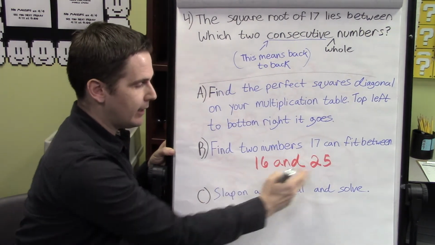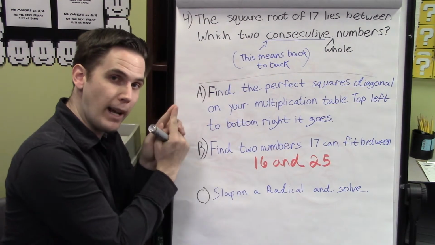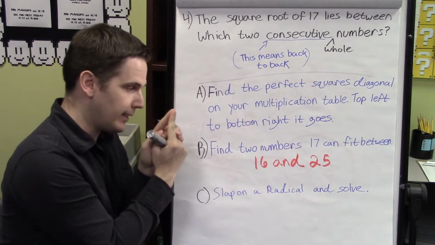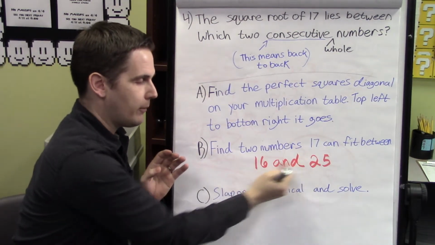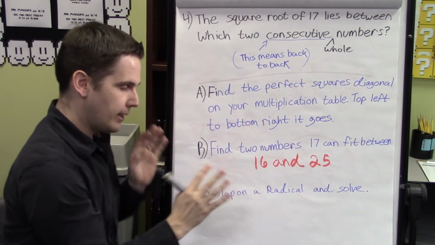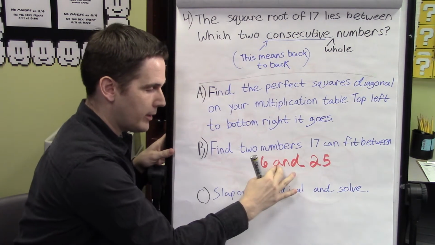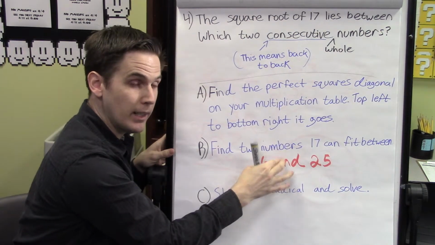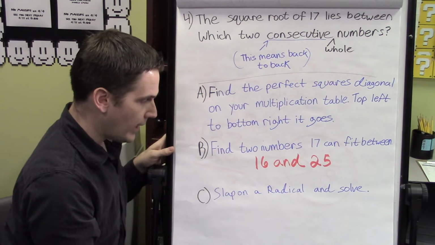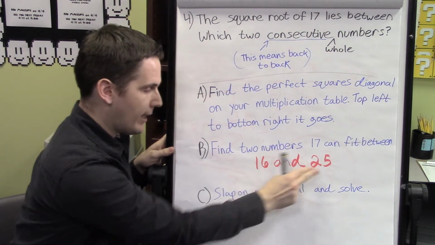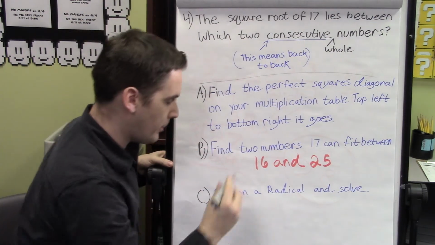That will be 16 and 25. Not consecutive, because 16 and 17 are consecutive, but 16 and 25 are not. But you want to find the two numbers that are closest to each other that 17 goes in between. You should see exactly what I mean on the multiplication table. You're going to want to write those down and then put a radical on them.